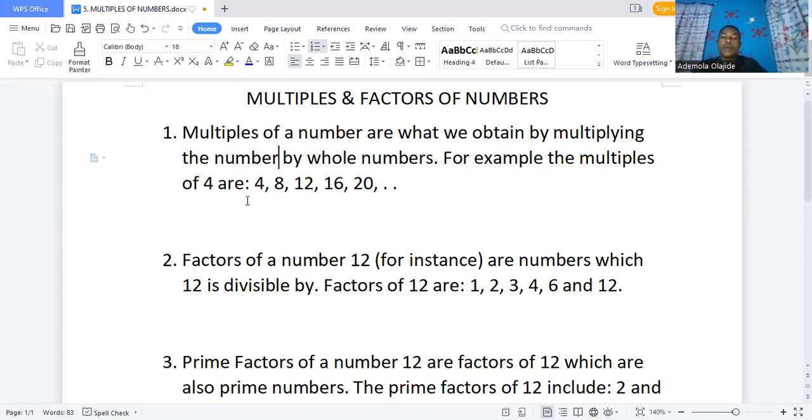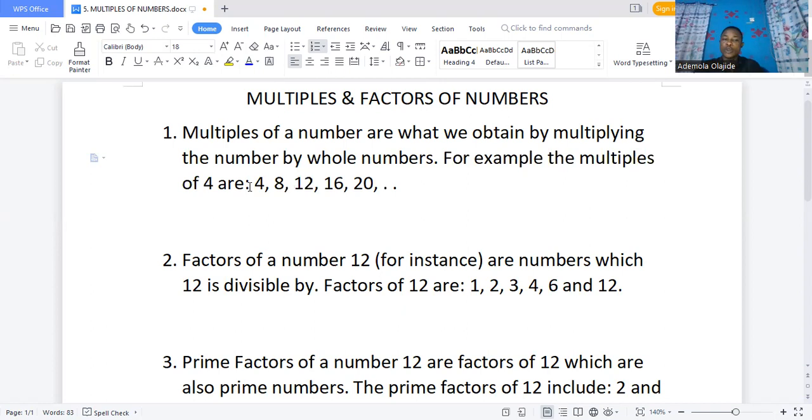But another question that may come up is, whole numbers include natural numbers and 0. That is, we have 0 as part of whole numbers. However, if you say 4 times 0, you still get 0. If you say 5 times 0, you still get 0. It won't give distinct values.